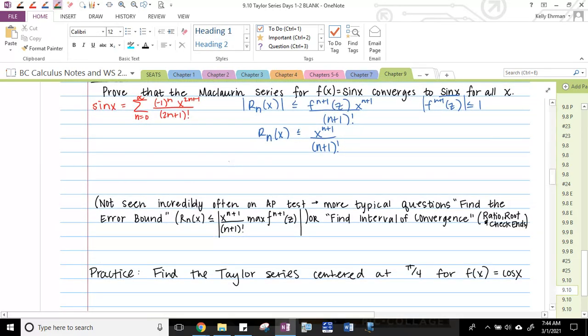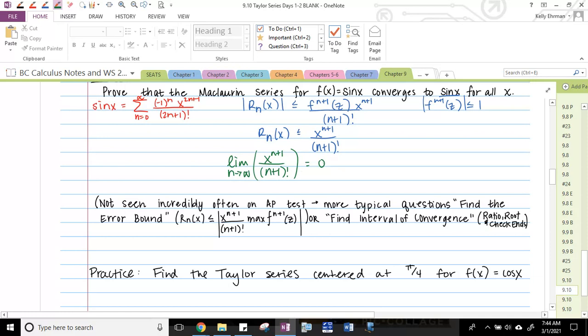So now the theorem says the limit as n approaches infinity of the remainder, which is x to the n plus 1 over n plus 1 factorial, that limit equals 0 because it's a bottom-heavy function. You'll have some x raised to a power over a factorial, which is huge.